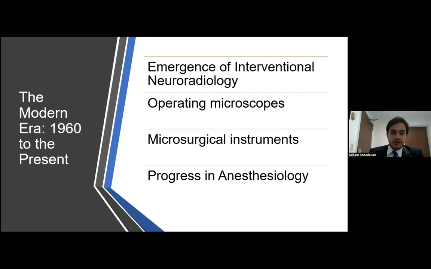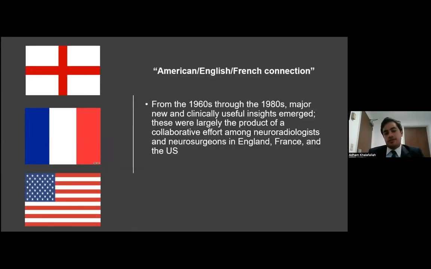So the modern era, 1960s up till now. A lot of things have happened which led to where we are today: how interventional neuroradiology has emerged and developed over time, the introduction of operating microscopes, microsurgical instruments, and progression in anesthesiology. This era is highlighted by the connection of the Americans, the English, and the French. Major contributions and highlights have emerged due to this collaboration.